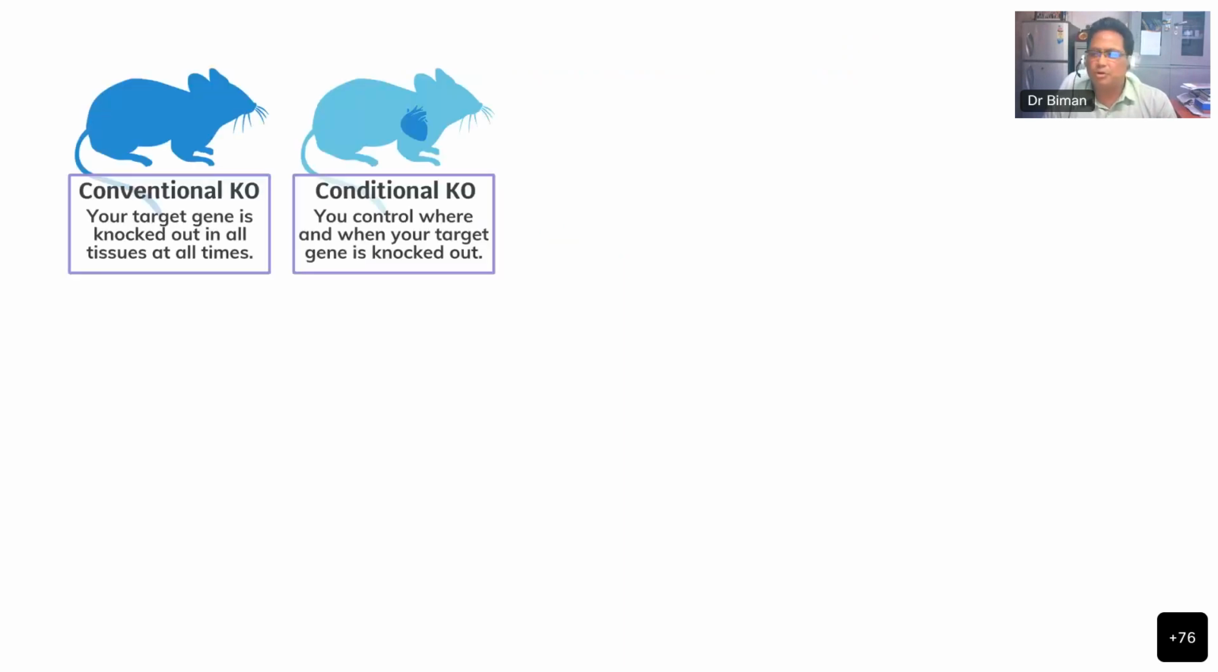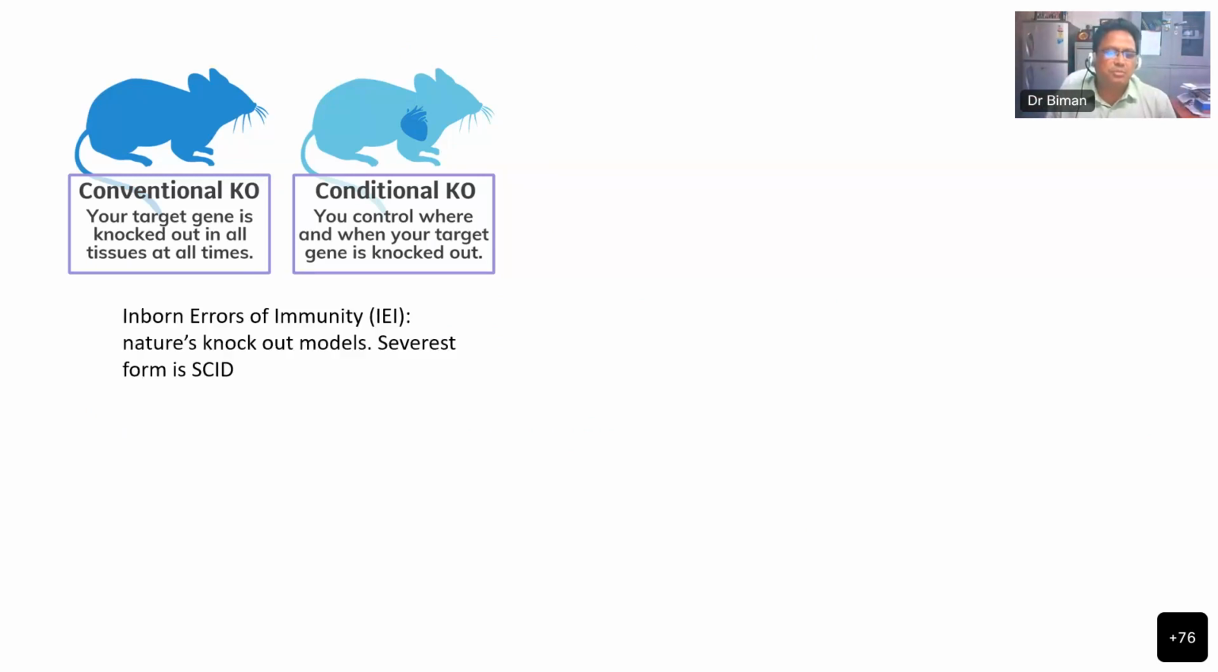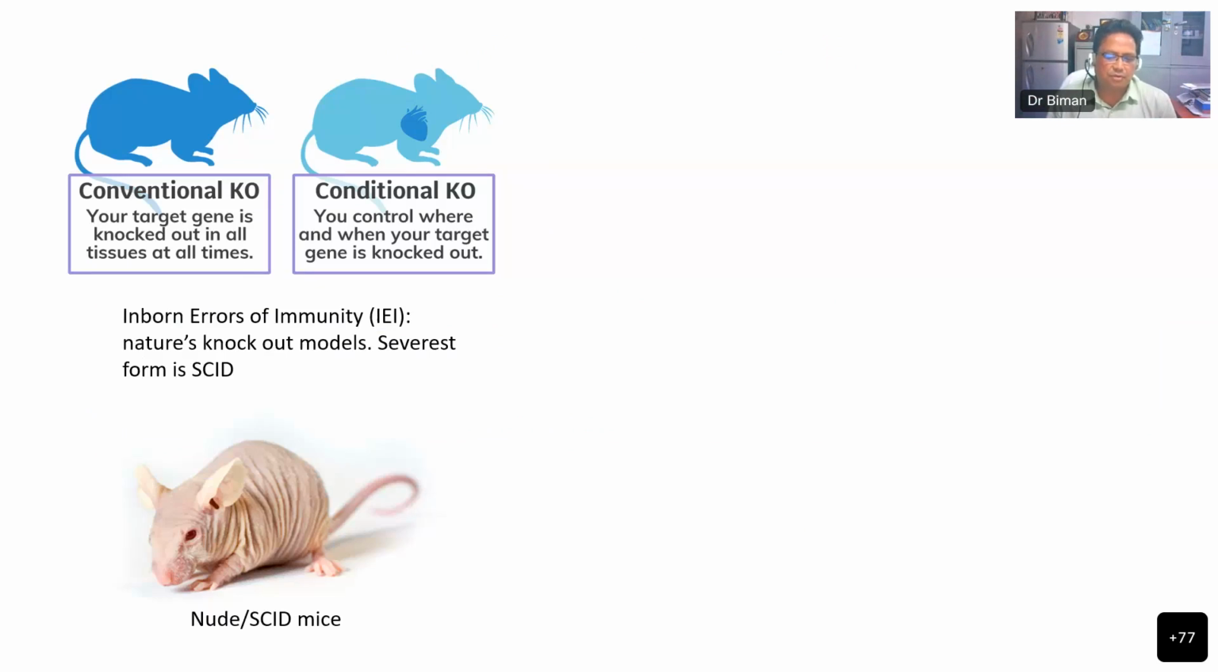In the laboratory, when you do scientific research, whenever you want to know the function of a particular molecule or a gene, you produce a knockout mouse. You can target the total gene, which can be knocked out, or you can control where and when your target gene is knocked out. So there are conditional knockouts and conventional knockouts. Inborn errors of immunity basically are nature's knockout models, and the severest form is SCID, or severe combined immunodeficiency, where you have a total lack of the immune response because the T cells are not functioning.